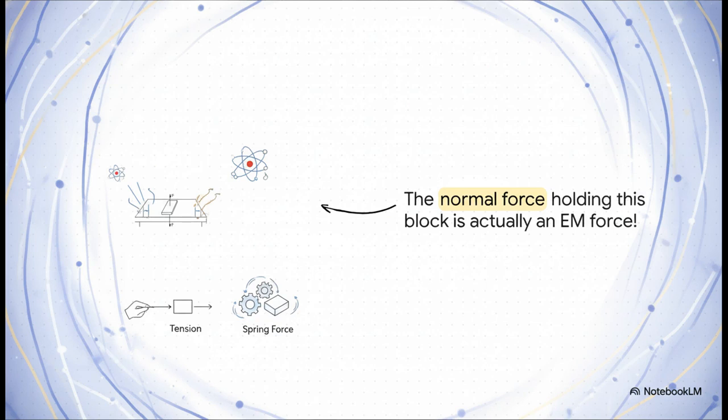Imagine a block resting on a table. The upward normal force holding it up is fundamentally an electromagnetic force. Literally every contact force you know, tension in a string, friction on the floor, the spring force, they are all just EM forces acting between the atoms right at the surfaces.